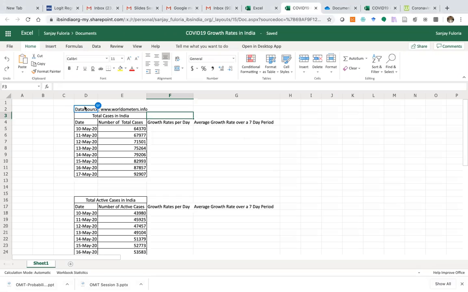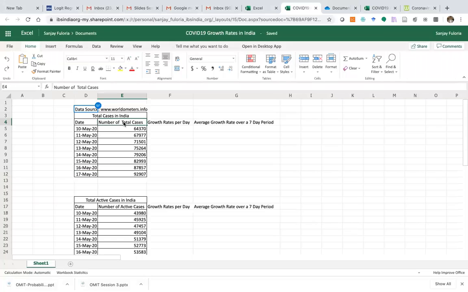So I have some data from www.worldometers.info, which is providing a data set for the COVID-19 cases across the world. It is doing that for each country as well. So what I've done here is I have collected data from 10th May 2020 to 17th May 2020, that is yesterday. And this data is only for India.